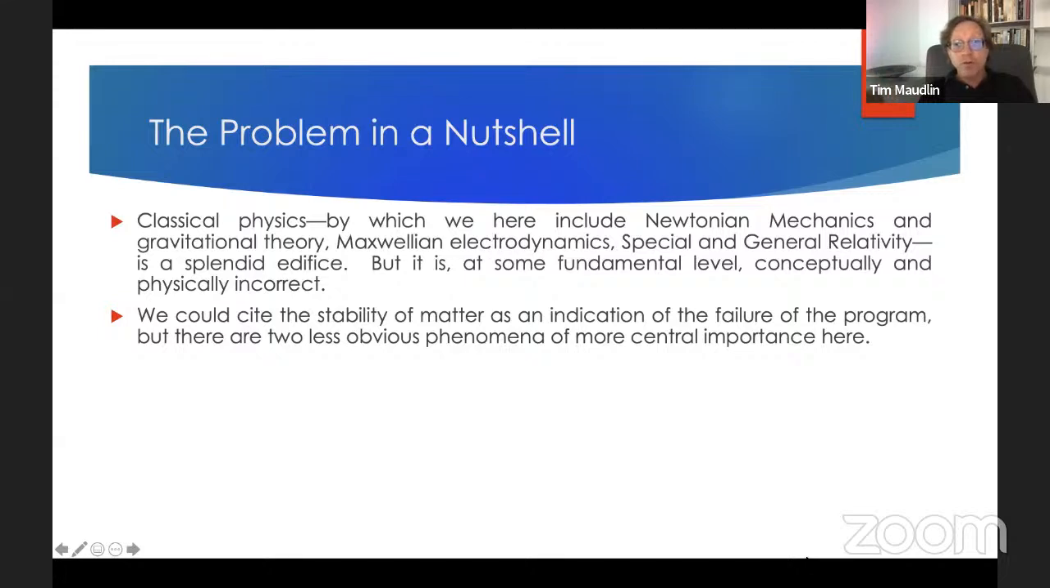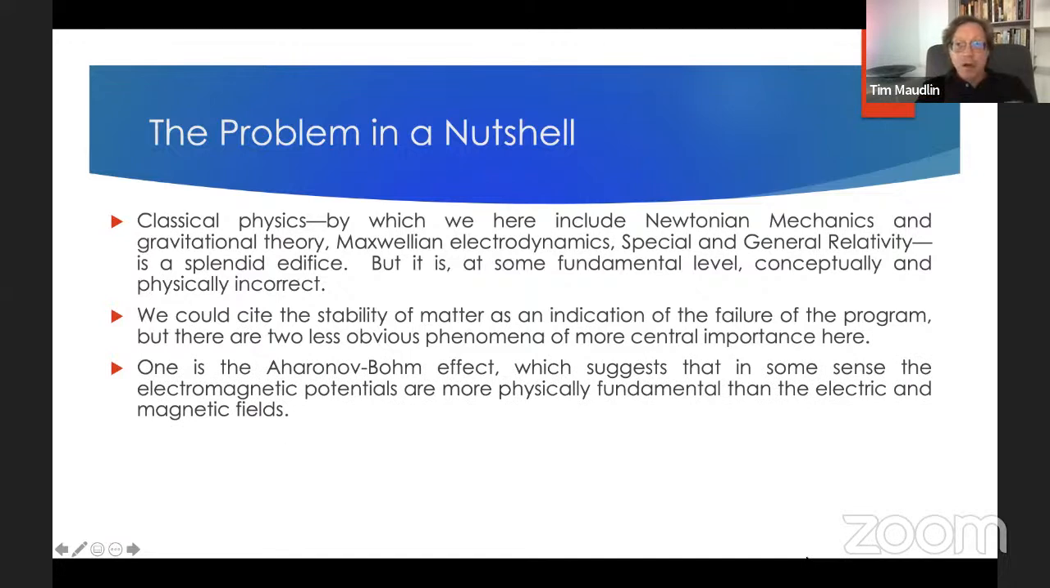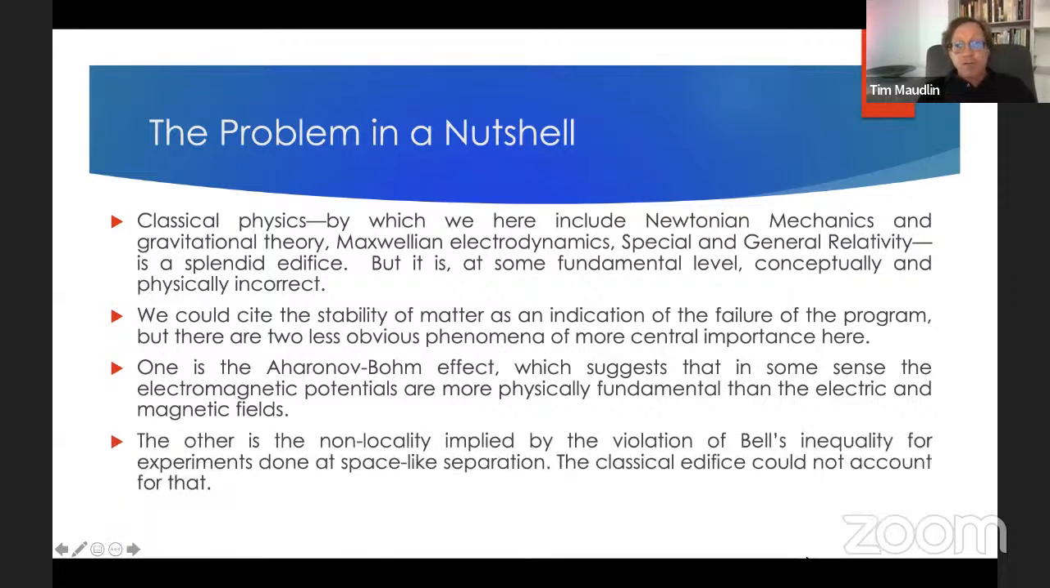But right now, I just want to point to two actual physical phenomena that we know we need to account for. One is the Aharonov-Bohm effect, which doesn't have any natural understanding in terms of a classical picture of electromagnetics. It has been taken to suggest, and I think this is correct, although you have to be careful about what it means, that the electromagnetic fields are not really physically fundamental. Something else is. And then the big one, of course, is violations of Bell's inequality for experiments done at space-like separation. We know that you can't get that out of classical electromagnetic theory or general relativity or special relativity because they're local theories and they just won't allow for those phenomena. So we have to do something.